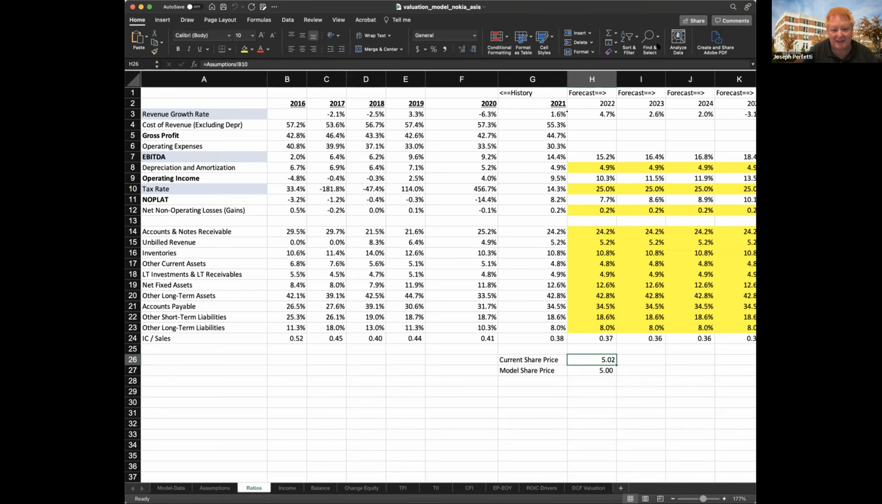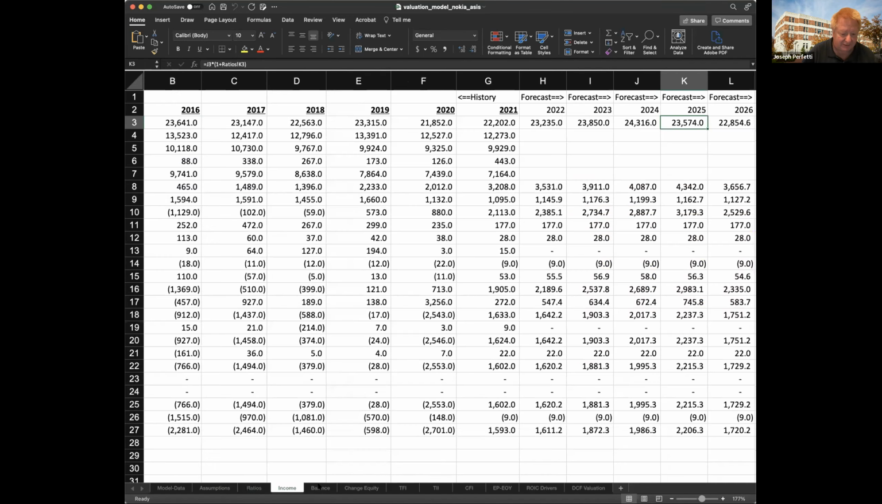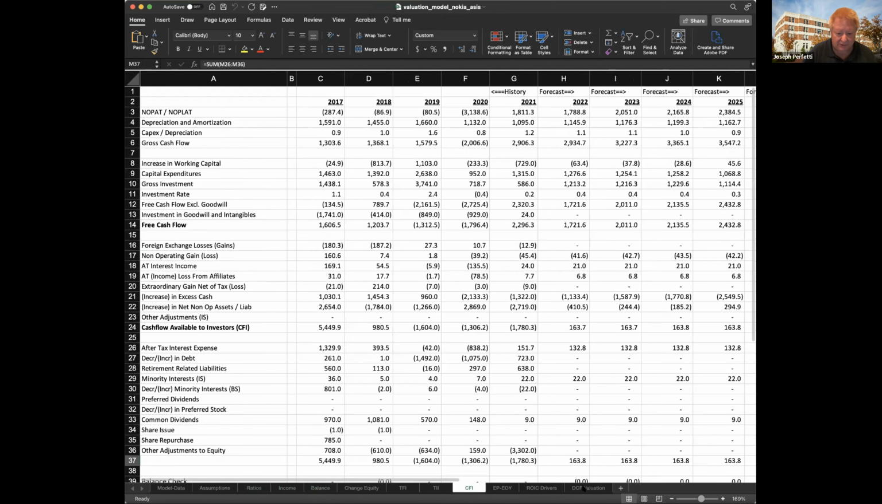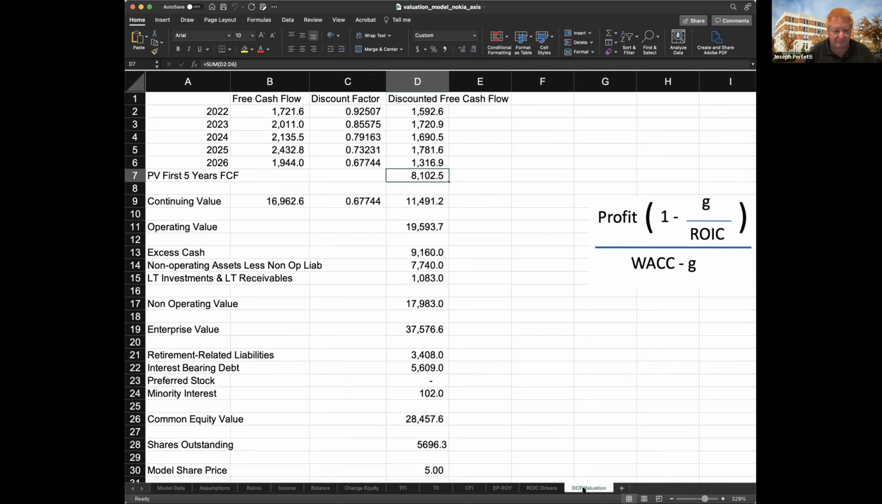And the idea here is that given these assumptions and ratios, we created forecasted financial statements, income statements and balance sheets, which created forecasted cash flows, which created this DCF valuation. And then using this DCF valuation, we had created a forecasted share price. So forecast creates the cash flows, creates the share price. And we said that's what we wanted to match very closely.